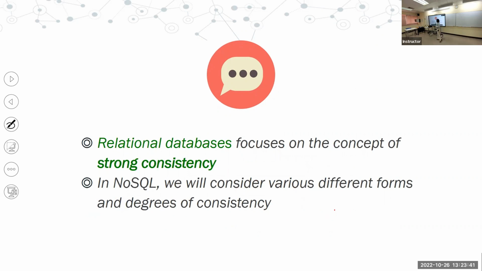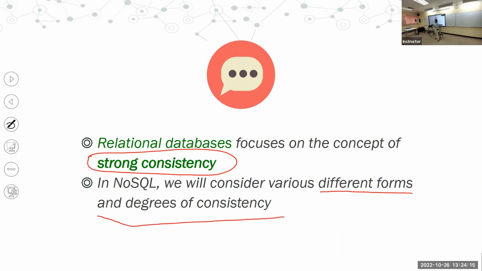And that is why there are certain changes in relational database systems. Strong consistency is well enforced. But in NoSQL, certain relaxation is introduced in terms of the consistency of the data, which we will discuss a little bit. There are different forms and different degrees of consistency that we should discuss.